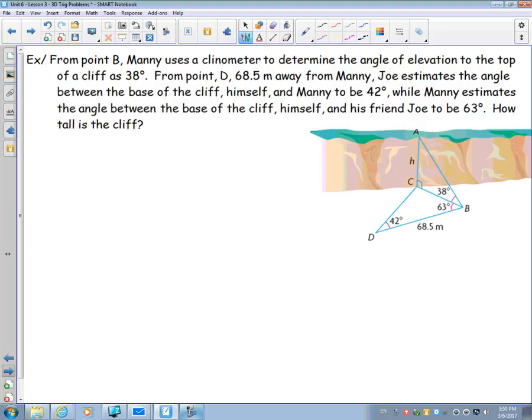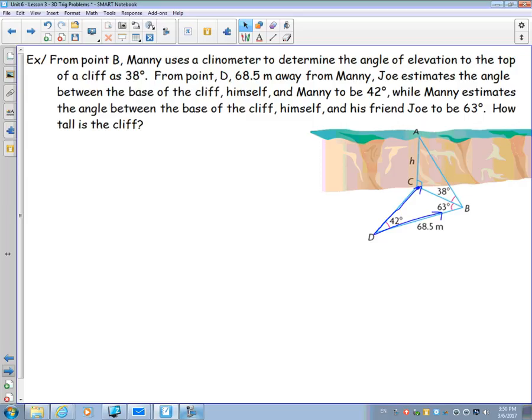For point B, Manny uses the clinometer, which just measures angles, to determine the angle of elevation at the top of a cliff is 38. From point D, 68.5 meters away from Manny, Joe estimates the angle between the base of the cliff, himself and Manny to be 42. So he's gone from the cliff to himself and then to Manny. And we always say it's the angle in the middle that matters, right? That's where the 42 came from. Manny does the same thing. He gets his angle of 63. We want to know how tall the cliff is, letter H.